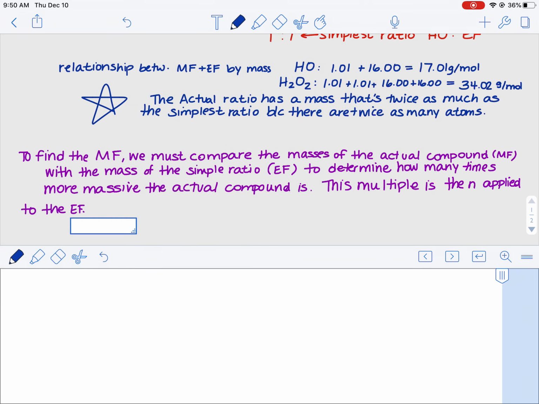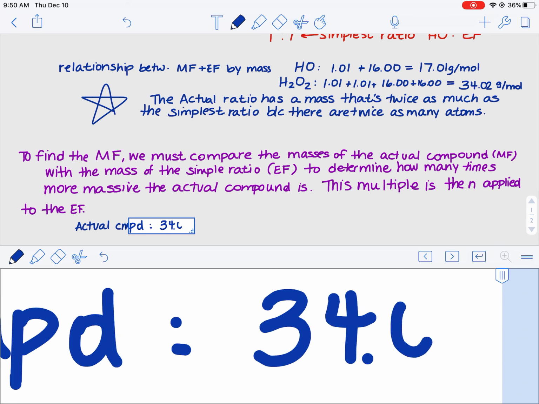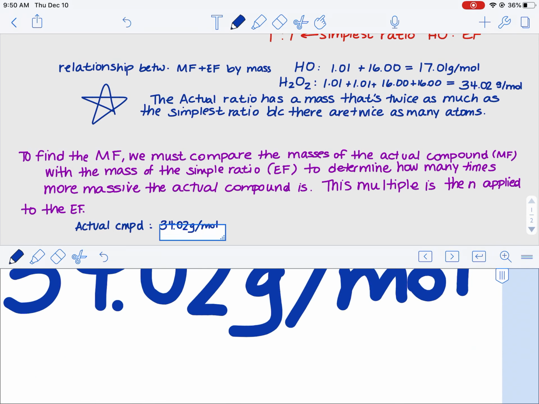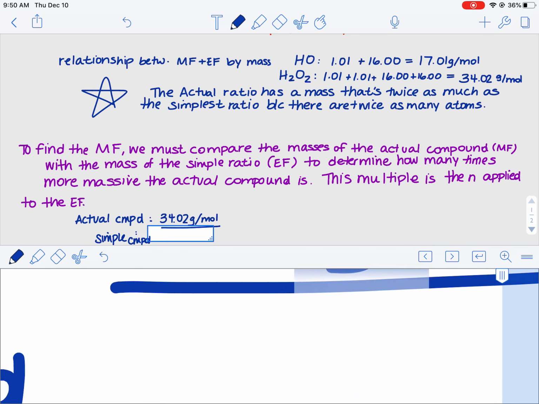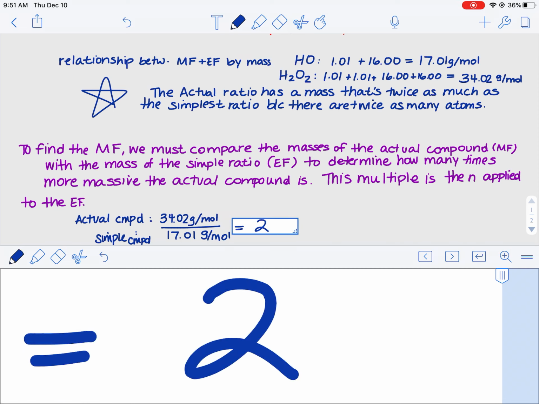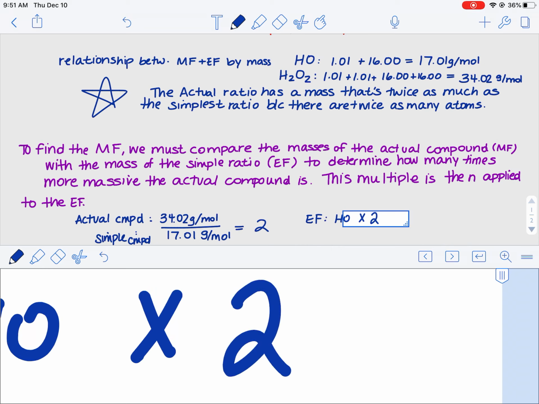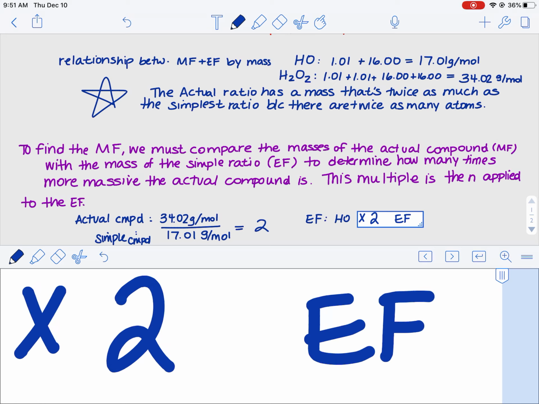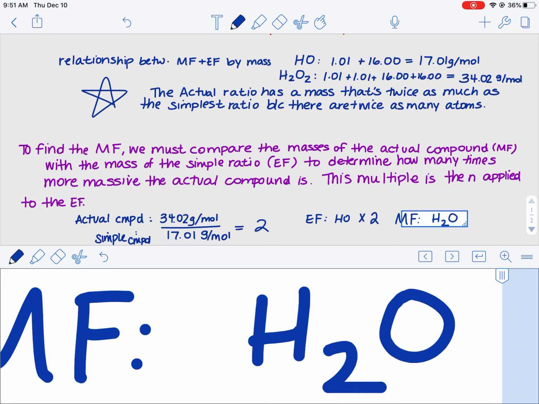In other words, following our logic before, we knew that the actual compound of hydrogen peroxide had a mass of 34.02 grams per mole. And I'm comparing that to the simple compound, or the empirical formula's mass, which is 17.01 grams per mole. And we said that the actual compound is twice as massive as the simplest compound. So that must mean there are twice as many atoms in the actual compound compared to the simple compound. So if I know that the empirical formula is HO, and I need to have twice as many atoms, then the molecular formula, sorry about that, the actual formula must have twice as many atoms, H2O2.